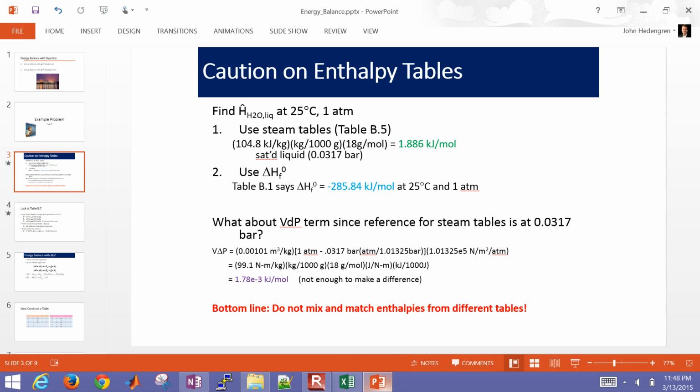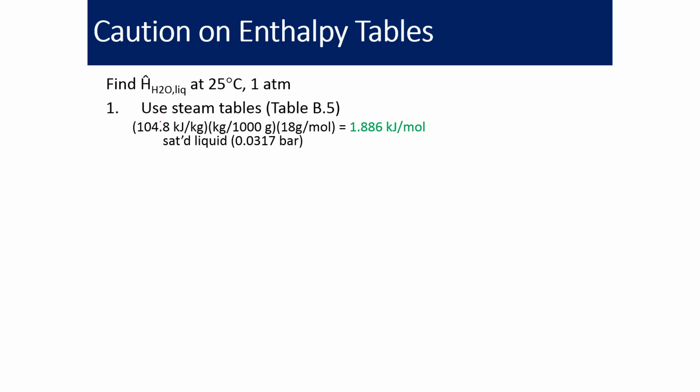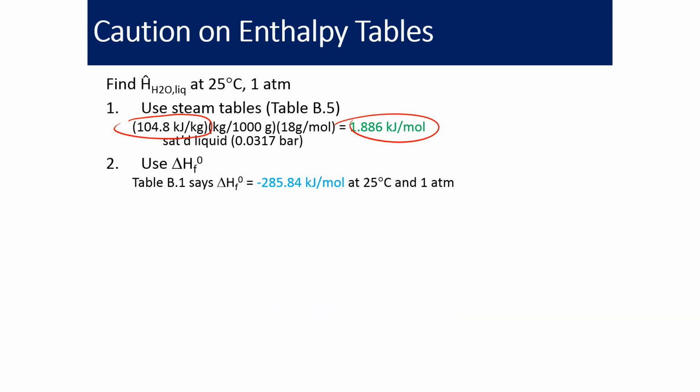So we had about 104.8, and that converted to kilojoules per mole is going to be 1.886. Let's also use this from the heat of formation. Table B1 says that the heat of formation is this at 25 degrees Celsius and 1 atmosphere. So why are these two so different? One was from table B5 and the other one was from table B1.